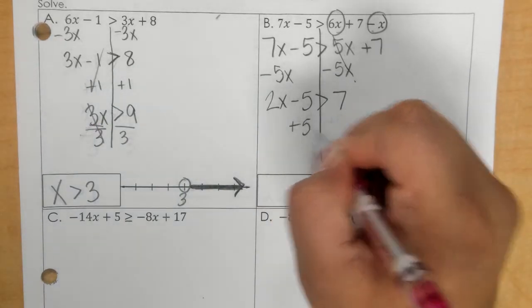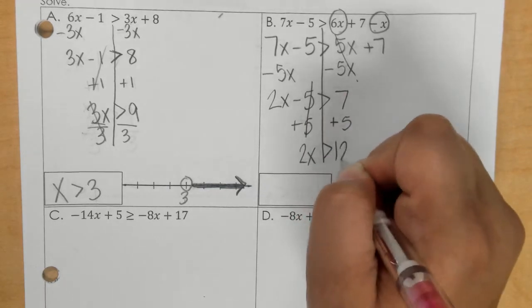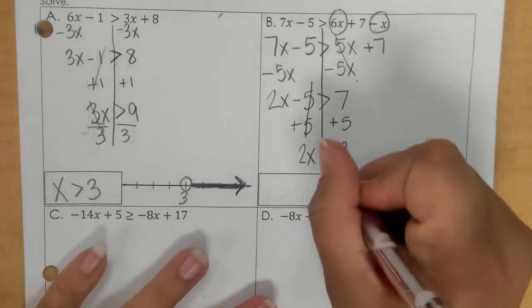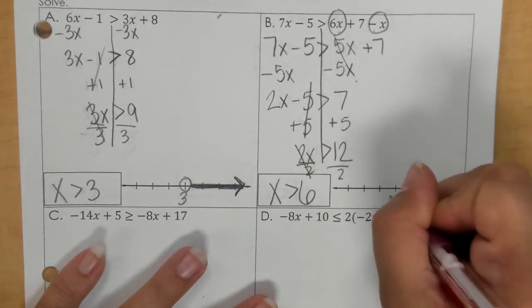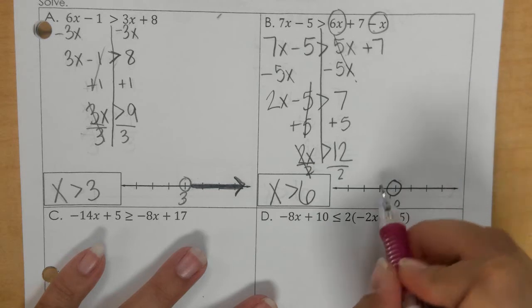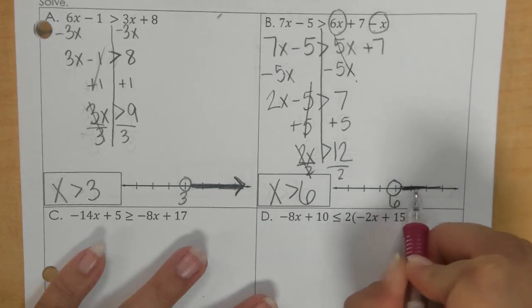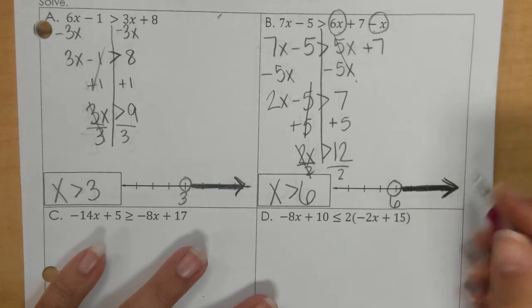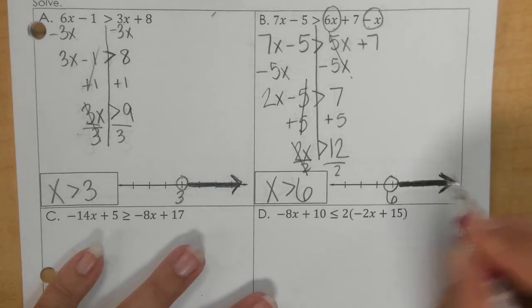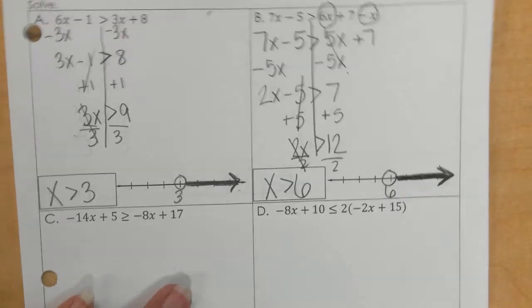Then add 5, and 2x is greater than 12. So to get x by itself, you're going to divide by 2 and get x is greater than 6. And since it's greater than, again, we're still going to go where the numbers get greater. So to the right. And you should see that your arrow here matches your greater than symbol. They should match. Here, same thing, they should match.